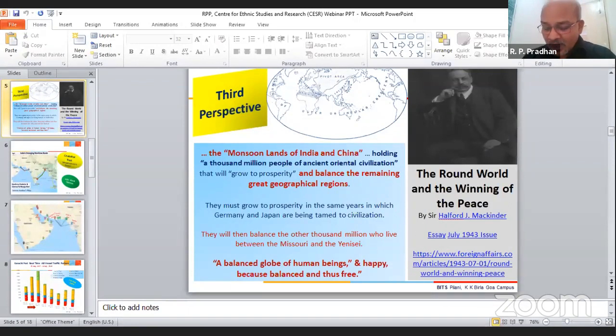free. I emphasize greatly Mackinder's vision 70 years ago, where he says that the monsoon lands of India and China will rise to prosperity. And then, the second part of it, he says that they will balance the world order, and the world will be more balanced, a globe of human beings, happy because balanced and thus free.